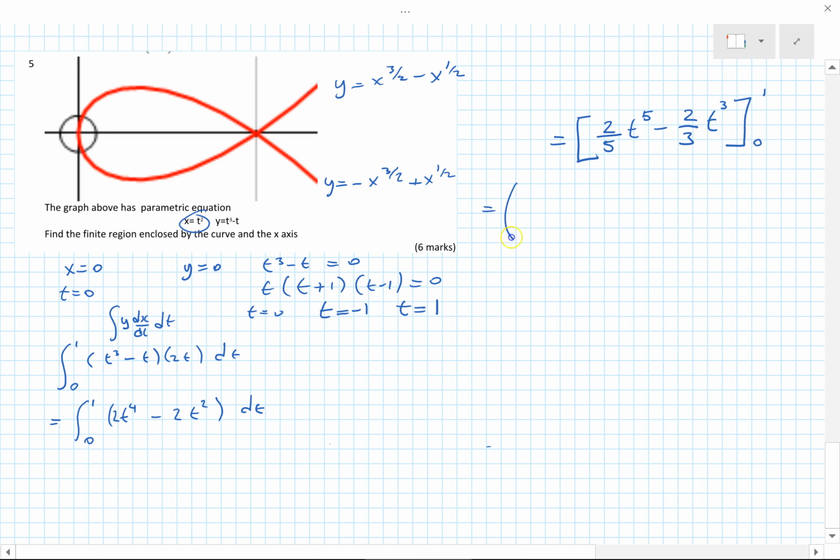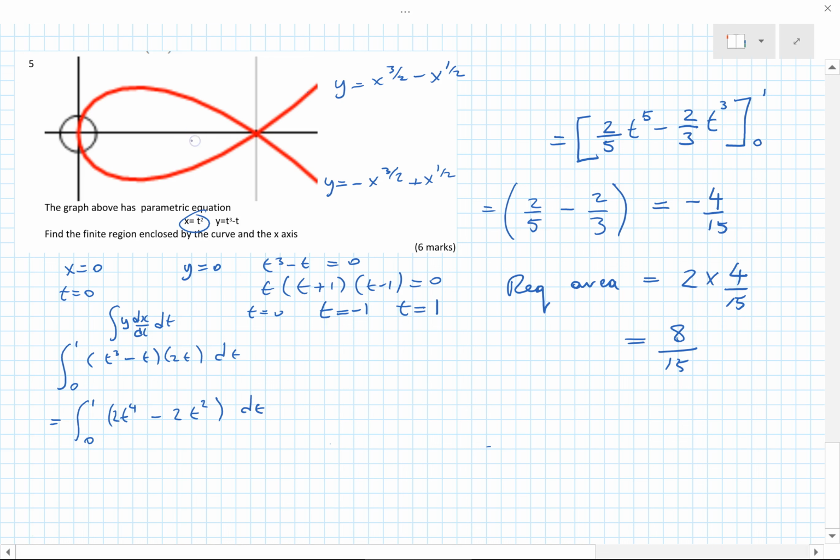So if I put the value 1 in now, obviously you just get 2/5 minus 2/3 as the answer, because the other one's 0, and that comes to actually -4/15. For the reason I said, for the positive values of t, we're actually below the axis, so don't worry about it. We'll just make it positive and double it. So the required area is equal to 2 times 4/15. 8/15 is the required area.